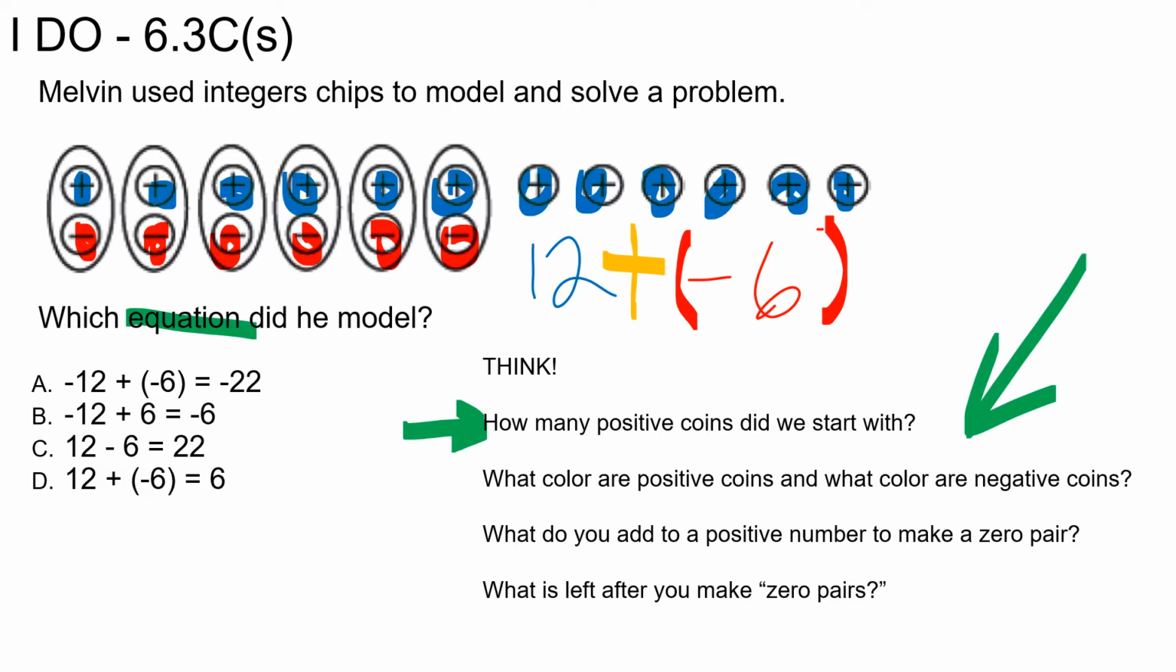Now y'all are probably going to ask, how do you know that you're adding my positive and my negative chips? Well, if you look here, we've made 6 zero pairs because we have our positive and we've added our negative integer chips to the positive to make a zero pair.